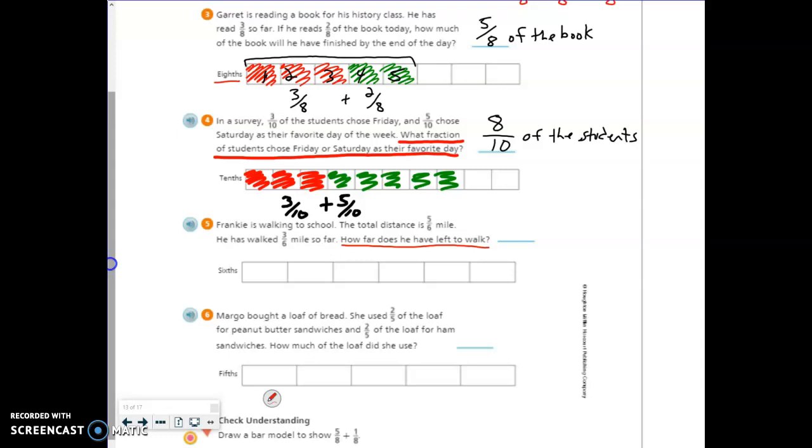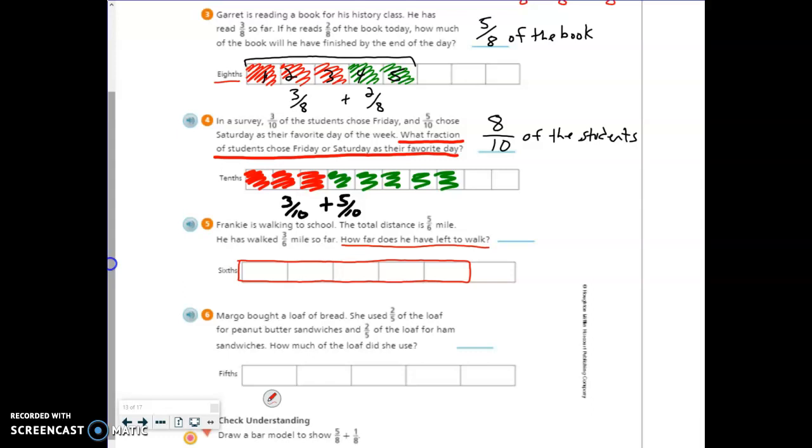So Frankie is walking to school. The total distance is 5/6. Now I am going to circle instead of fill in, just because I think it's easier for me to represent the difference between the two now. So the circle is going to be the total distance he would need to walk to get to school, 5/6 of a mile. The whole bar obviously is 1 mile, 6/6 of a mile. So he needs to walk that whole bar.